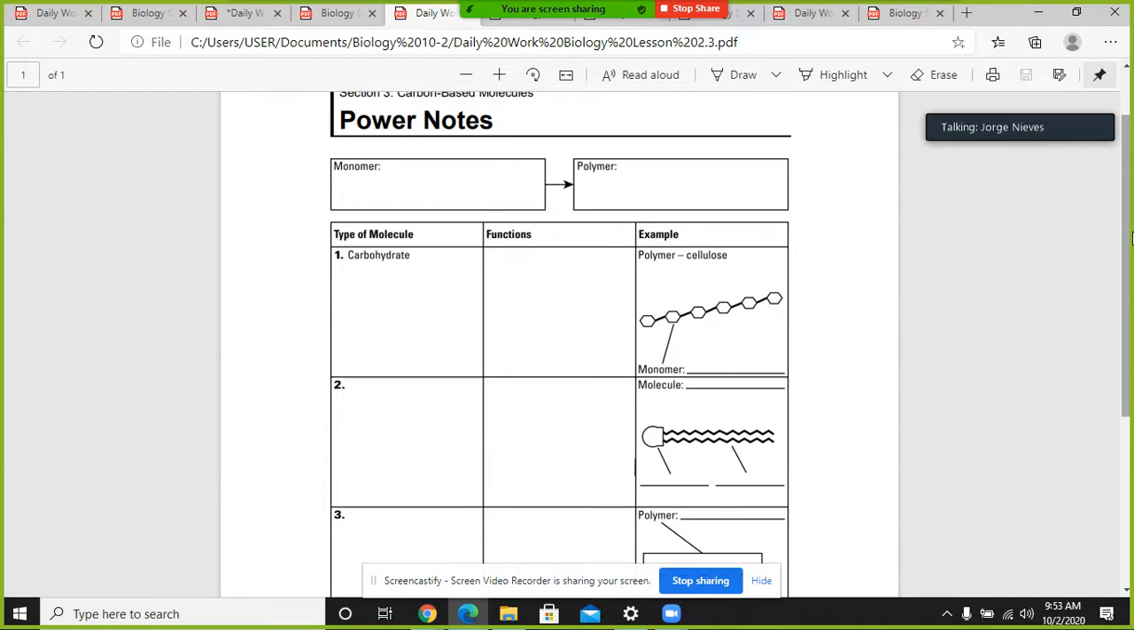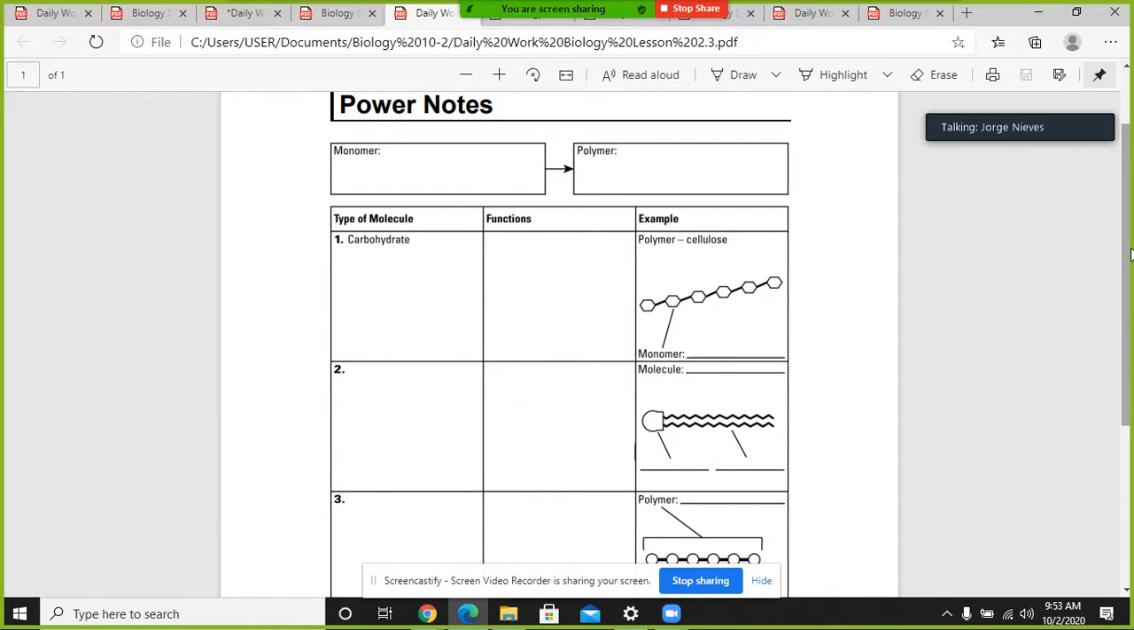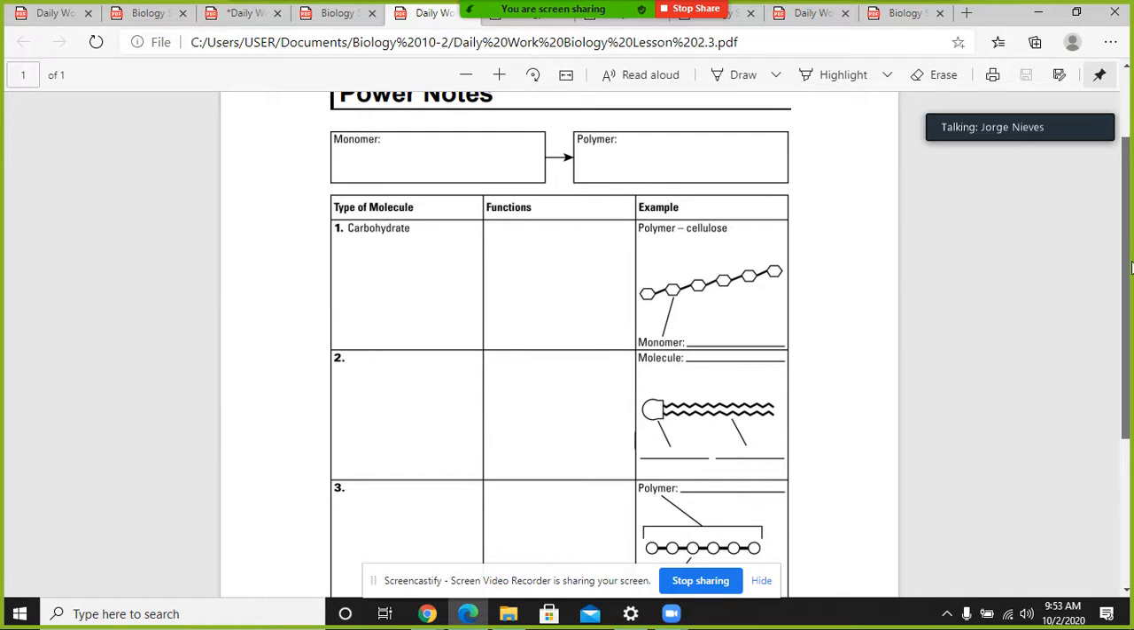Okay, so when we're talking about a polymer, it's a large molecule. It also can be called a macromolecule that is formed from many monomers bonded together. Poly means more than 3 or 4, so that means that many monomers are bonded together. Okay. So let's start with the first type of molecule that we saw in class, it was carbohydrate.